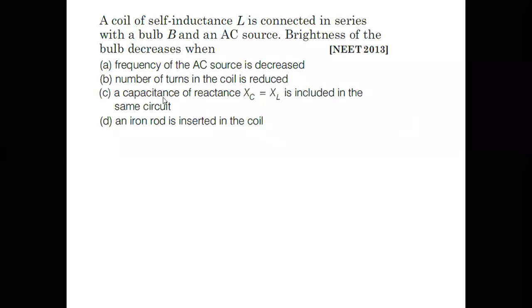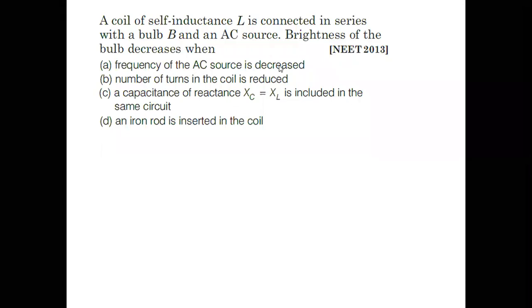The second one is interesting. A coil of self-inductance L is connected in series with a bulb B and an AC source. Brightness of the bulb decreases when... There are four options. This question appeared in a past MCQ examination.